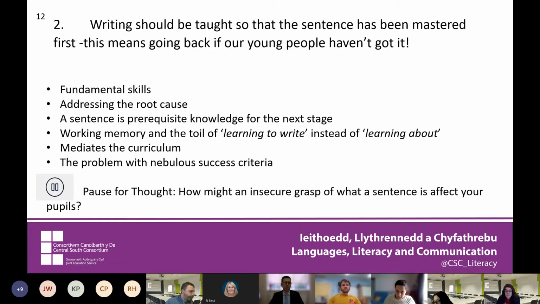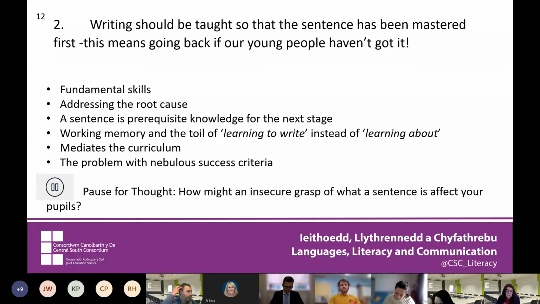It doesn't paper over the cracks. It doesn't deal with the root cause nor explain to the pupils how to avoid these errors in future. The underlying cause of the problem is an insecure grasp of the basics of writing. They lack the prerequisite prior knowledge to get to that next stage, so we need to go back and teach it to them. To make matters worse, effective writing is a nebulous term and it's subjective.